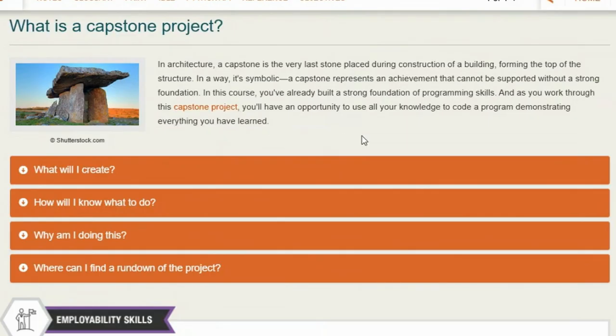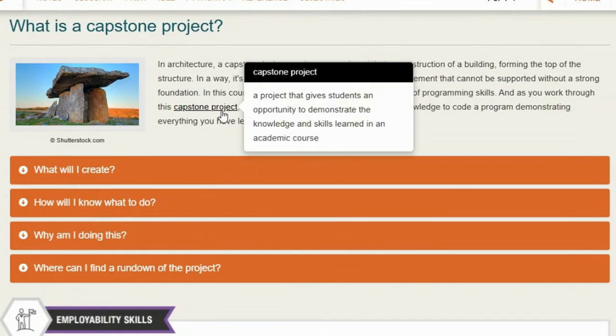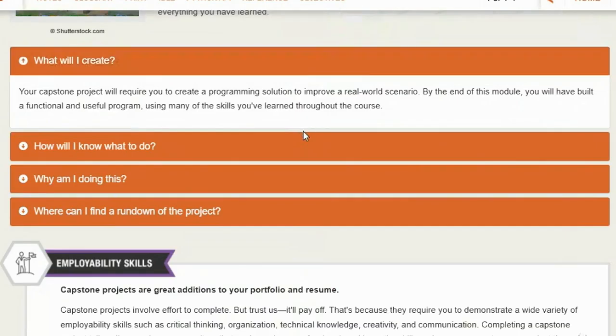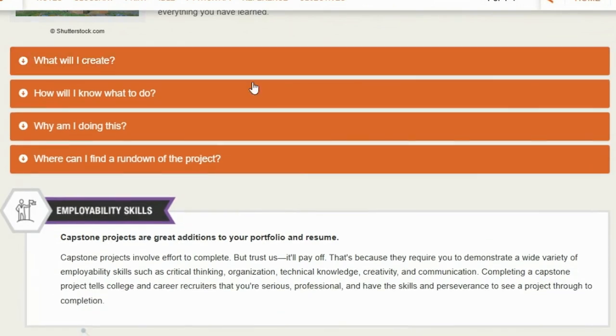In this course, you've already built a strong foundation of programming skills. And as you work through the capstone, the project gives students an opportunity to demonstrate the knowledge and skills learned. You'll have an opportunity to use all your knowledge to code a program, demonstrating everything you've learned. So what will you create? A programming solution to a real world scenario. And like I say, I'm not sure as a senior if you're going to make it to the end, but we'll get as far as we can.